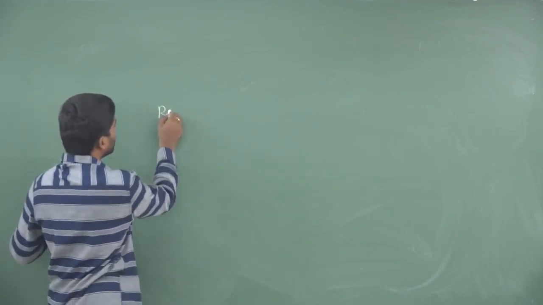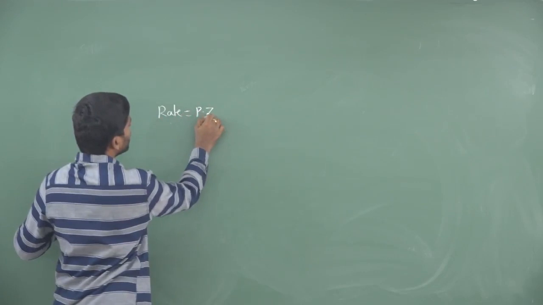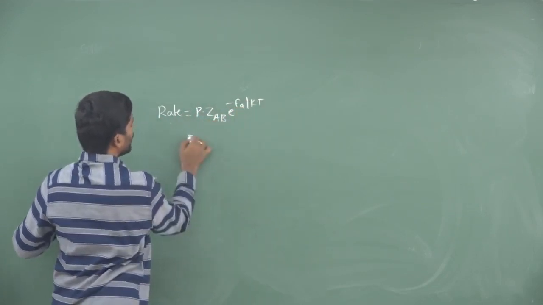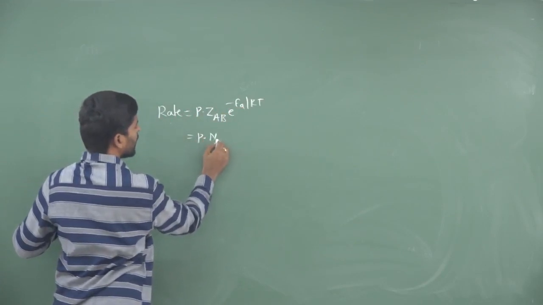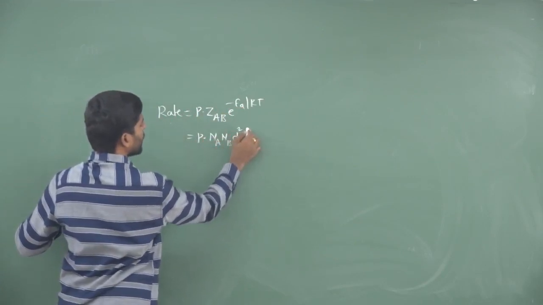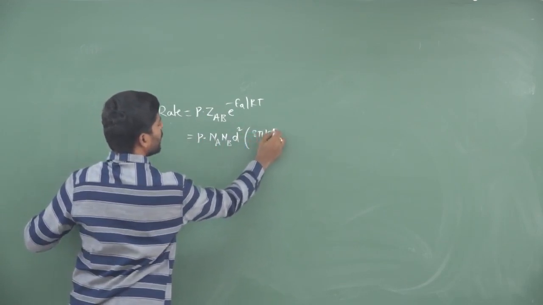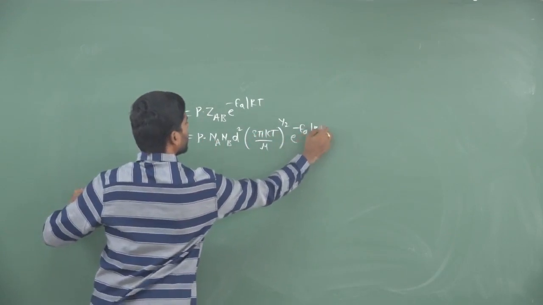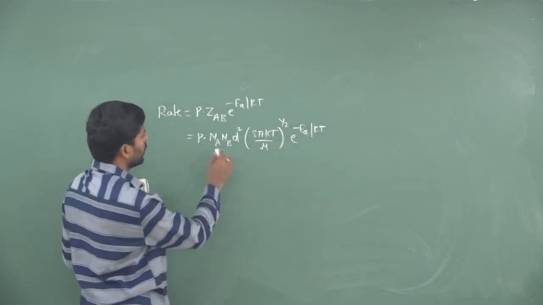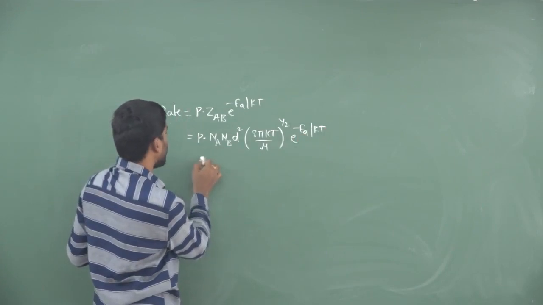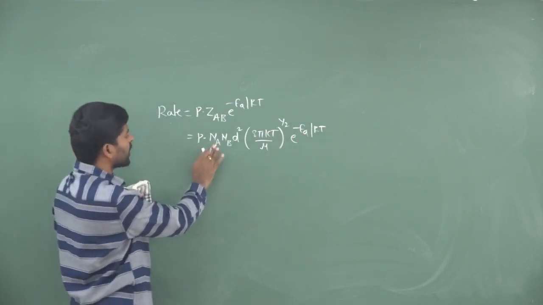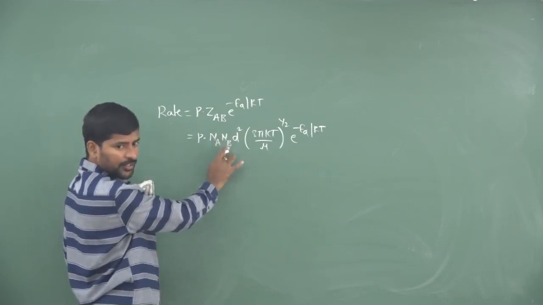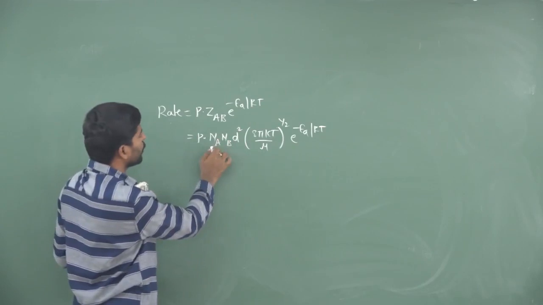What is the final equation we got? Rate is equal to P into ZAB into e power minus A by RT. So P into ZAB we can write as NA NB d square (8 pi kT by mu) whole power 1 by 2 e power minus A by RT. If you compare this with rate is equal to K into concentration of A into concentration of B, what do we get?